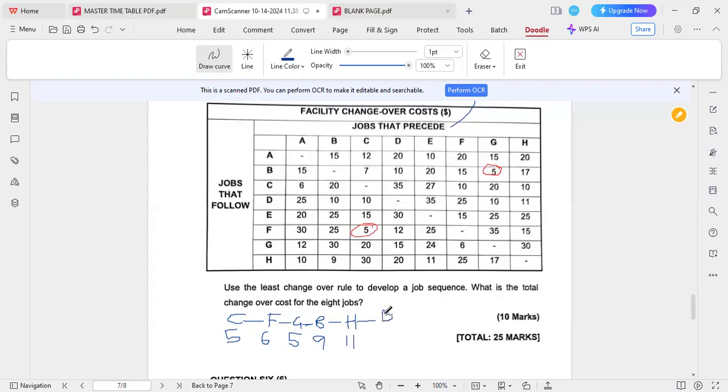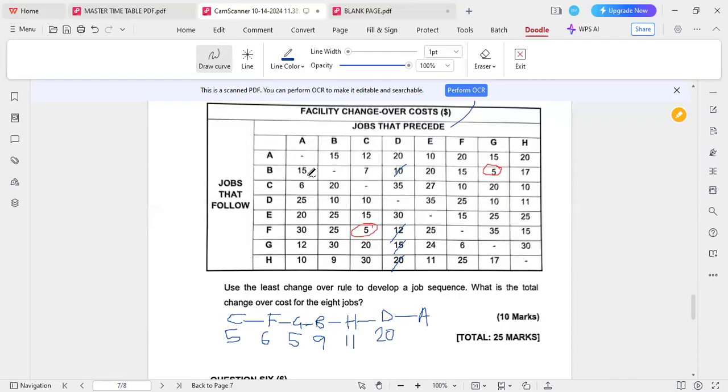Then you go to D. The smallest cost in D is 10, but B is already worked on. Then the other one, 12, which is F, is already worked on. Then 15, which is G, is already worked on. Then 20, there are two 20s, the first already worked on. So there's another 20 here, which is A. So you go to A.